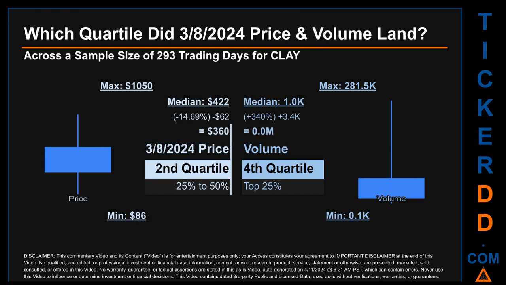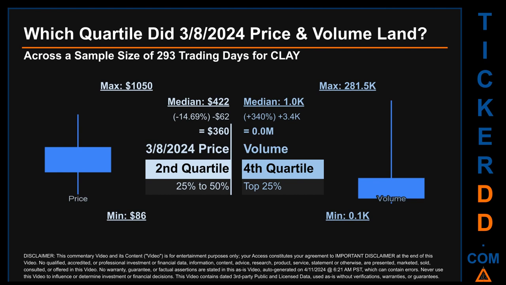The day's volume landed within the fourth quartile, marking it within the top 25% of all sampled daily volume, which saw a max daily volume of 281.5 thousand and a minimum of 0.1 thousand. Quartiles tell us about the spread of a data set by breaking that data set into quarters, just like how the median breaks the set into half.